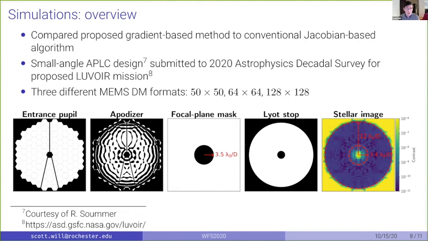So now I'll show you some simulation results where I compared the proposed method to a conventional Jacobian-based algorithm using an apodized Lyot coronagraph design, which was submitted to the 2020 Astrophysics Decadal Survey for the LUVOIR mission. And I studied the two algorithms as a function of the number of actuators across the DMs. So here we have a 50 by 50 DM, which is approximately equivalent to a Boston 2K DM, going all the way up to 128 by 128 actuators, which is what's baseline for the future LUVOIR mission.